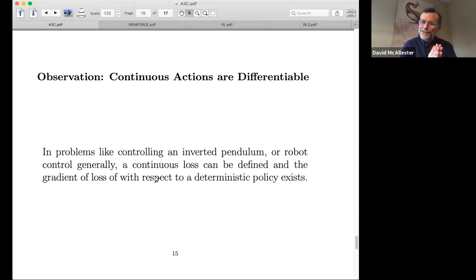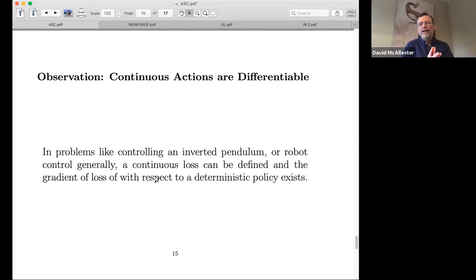At the end of this unit, I just want to point out that everything we've said in this unit involves discrete actions. What if the reward is continuous and the actions themselves are continuous? So how do we get continuous actions?